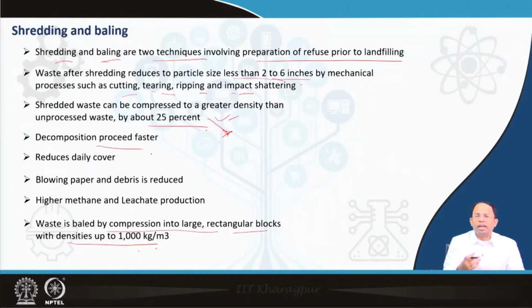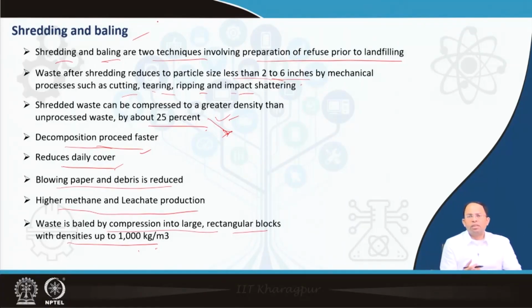Shredding also, because we are making it into smaller pieces, helps in faster decomposition. It reduces the daily cover because there would be fewer things sticking out of the waste, as everything is small in size. So the cover could be given uniformly. It reduces blowing of paper and debris from the waste. It also results in higher methane and leachate production because of more decomposition. So that is why, before we put the waste into the active landfill site, we can adopt these particular measures.